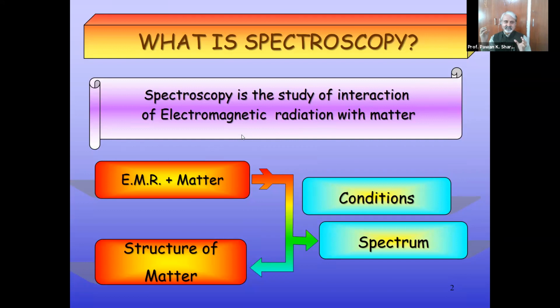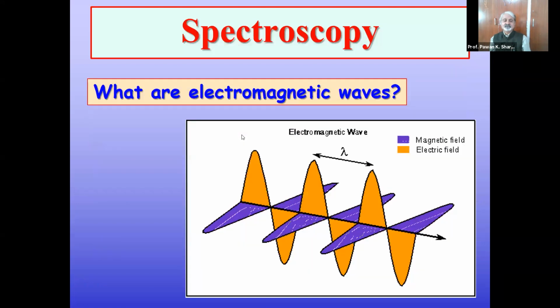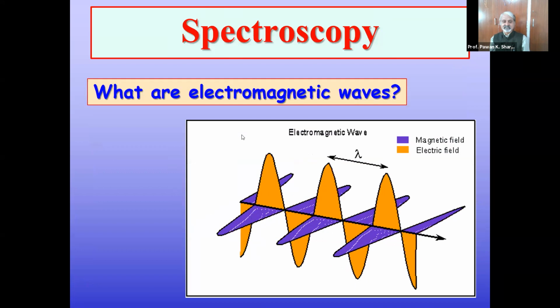So that means interaction of electromagnetic radiation with matter under certain conditions, that are defined criteria. Under those conditions, we get an output, what we call the spectrum. And from that spectrum, we then use our knowledge, our wisdom, to extract the information about the structure. I said electromagnetic radiations. So what are electromagnetic radiations or electromagnetic waves?